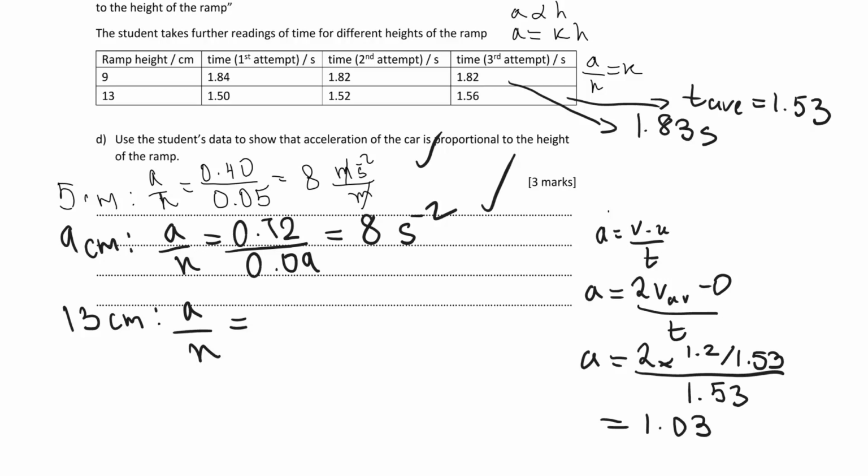So the ratio of a divided by the height will be equal to 1.03 divided by 0.13.